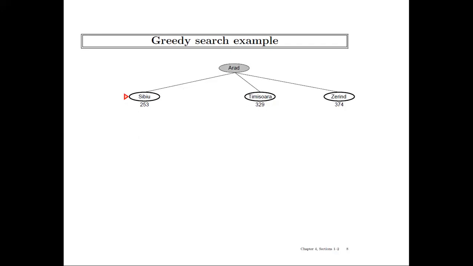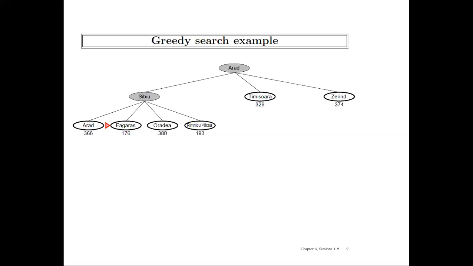What we do is that we explore the Shibui. When we explore the Shibui, we get the Arete, the Phagaras, the Oradia, and the Rimasuvilcia. All these values are representing SLD values. From Arete, it is 366. From Phagaras, it is 176. From Oradia, 380, and Rimasuvilcia, 193.